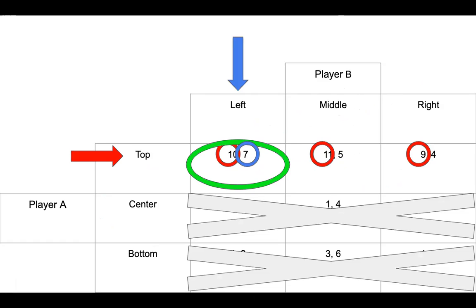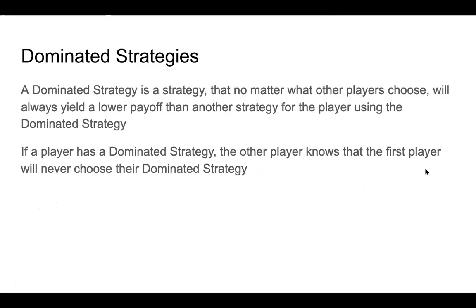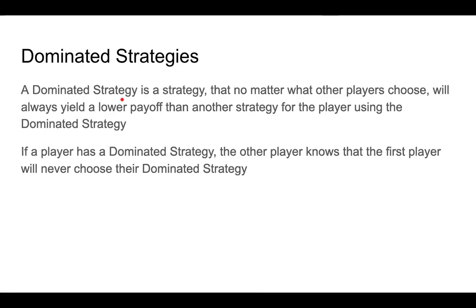But what if you don't have dominant strategies? Well, then the second definition that's going to be used for a technique we're going to use is dominated strategies. A dominated strategy is a strategy that, no matter what the other player chooses, will always yield a lower payoff than another strategy for the player using it. If a player has a dominated strategy, the other player knows that the first player will just never touch it. A misconception some people have is that the dominated strategy is the worst strategy.